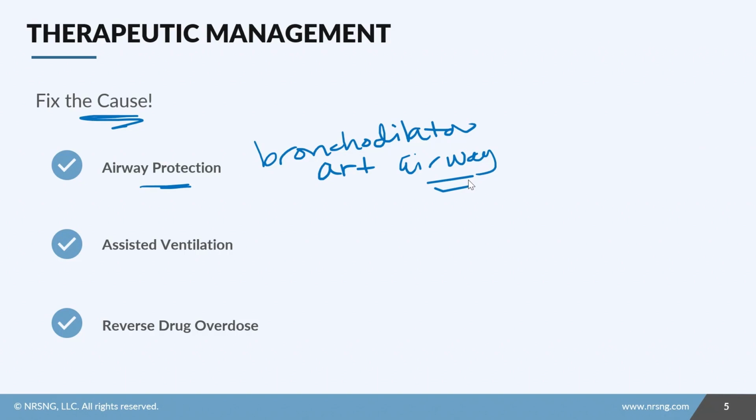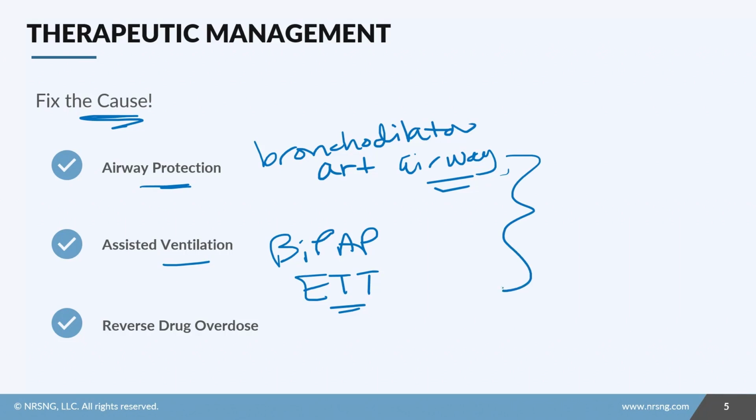It could also mean that we need to provide assistance with ventilation. Now, that could be non-invasive ventilation like BiPAP or CPAP. It could also mean invasive ventilation, like the patient needs to be intubated with an ET tube and put on a mechanical ventilator. Either way, these things are going to help to facilitate that gas exchange and control the CO2 excretion a little bit better.